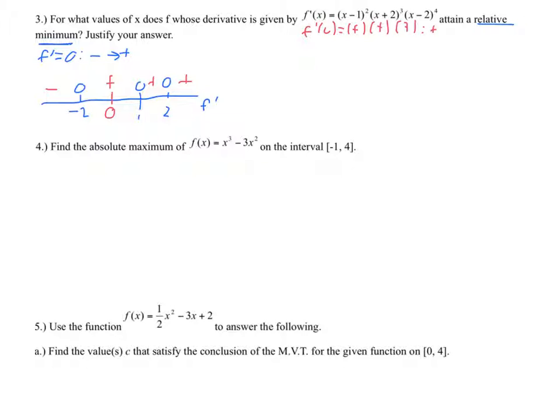So where does my derivative change from negative to positive? My derivative changes from negative to positive at negative 2. So for what value of x? x equals negative 2, since f prime changes from negative to positive.